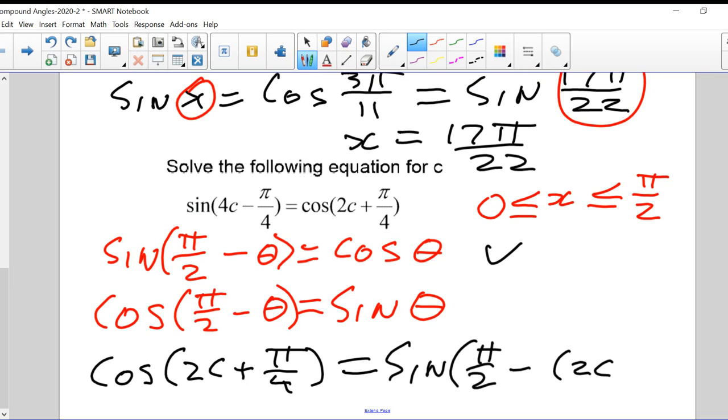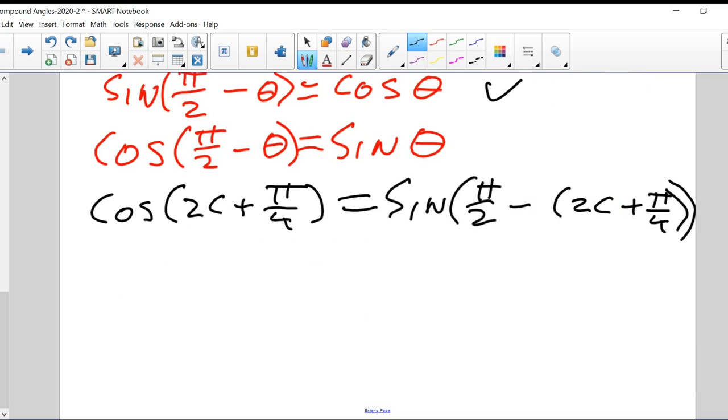So 2c plus pi over 4. Okay, so I'm just simply applying the cofunction to change it from cosine to sine. I want to be sure that everybody is with me. Kelvin obviously is fine with that, but I want to make sure everybody else is too.